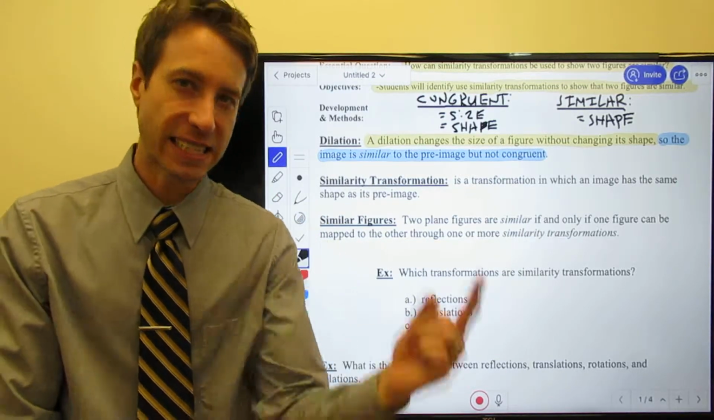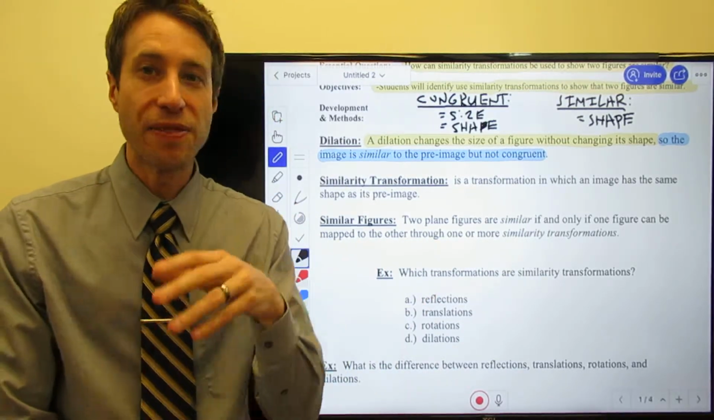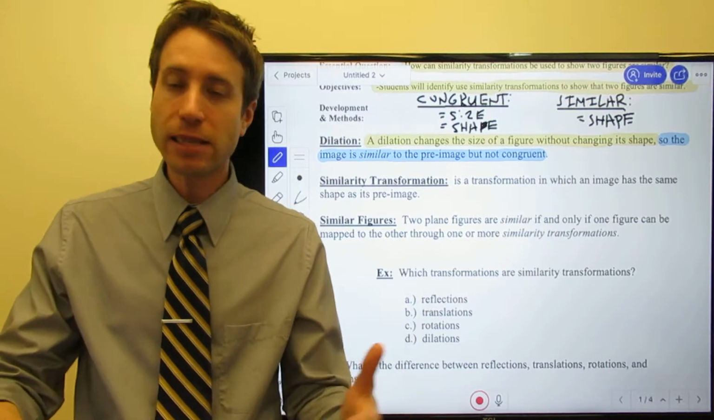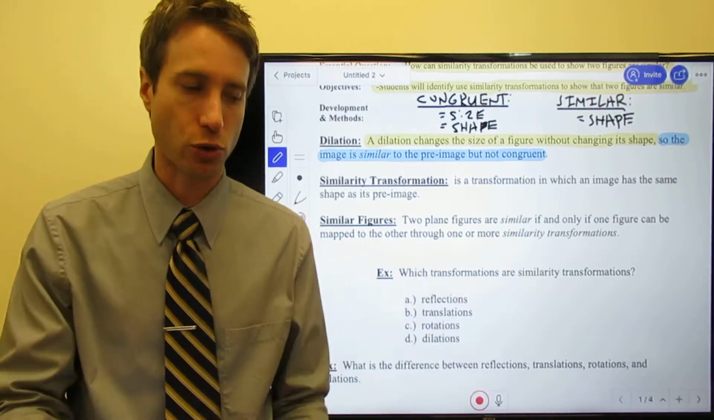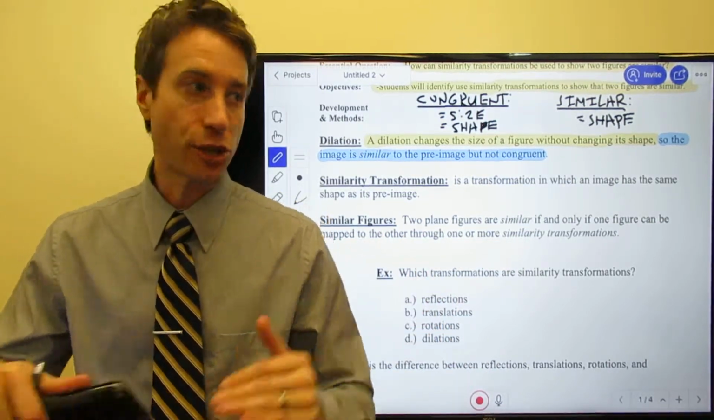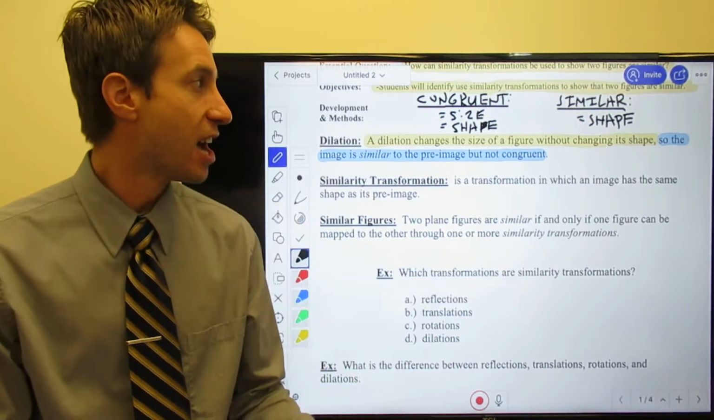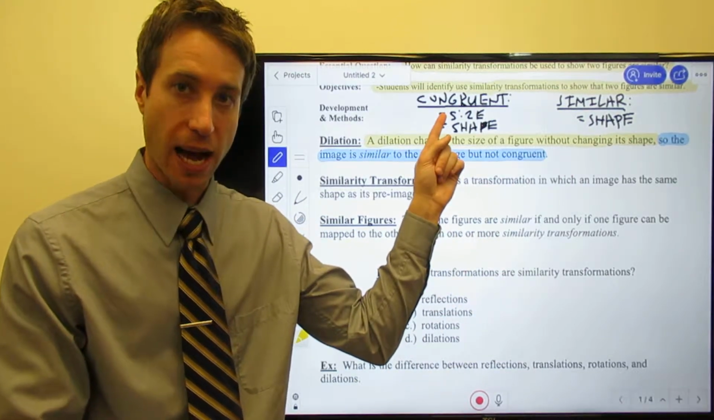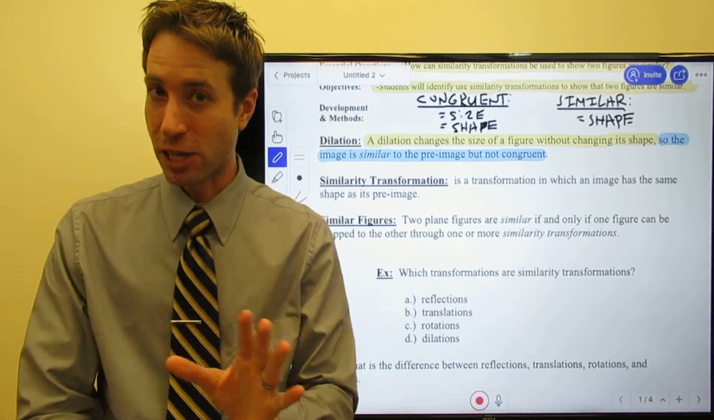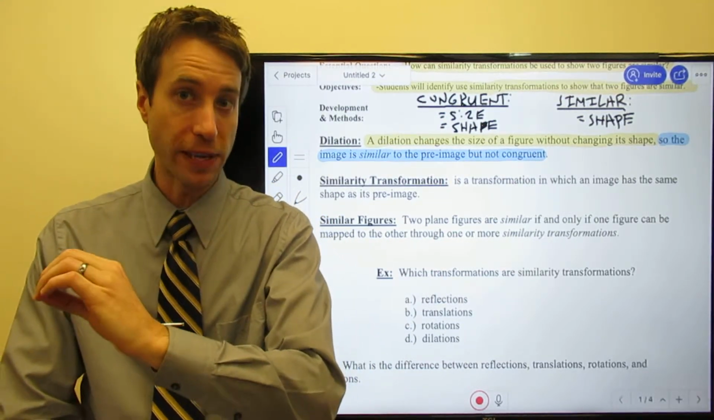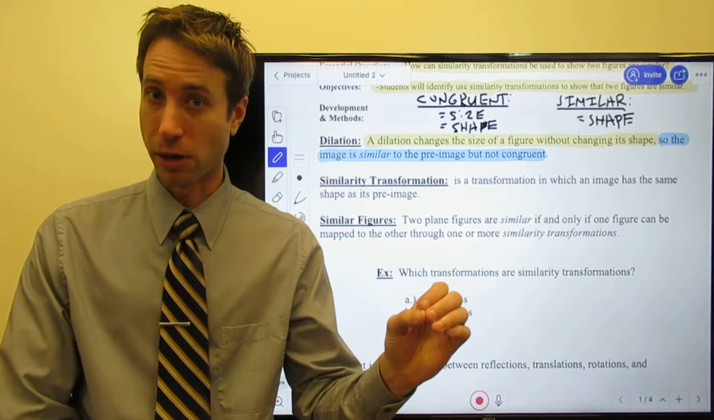We talked about the fact in the last set of videos that a dilation maintains the same shape. If you start with a triangle, you're going to end with a triangle. You start with a rhombus, you're going to end with a rhombus. It doesn't change the shape, but a dilation will change the size. So there's a big difference here between being congruent figures and being similar figures.